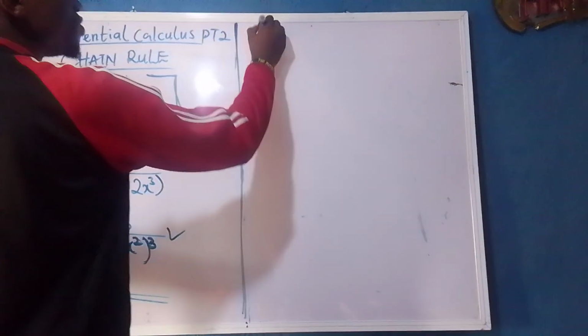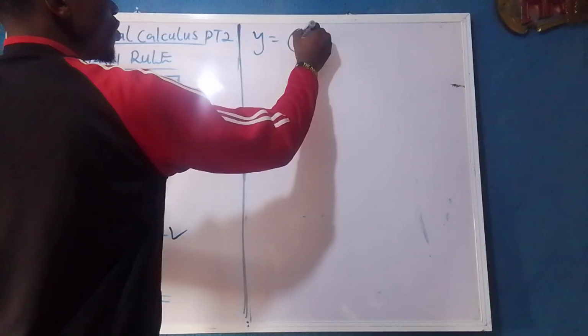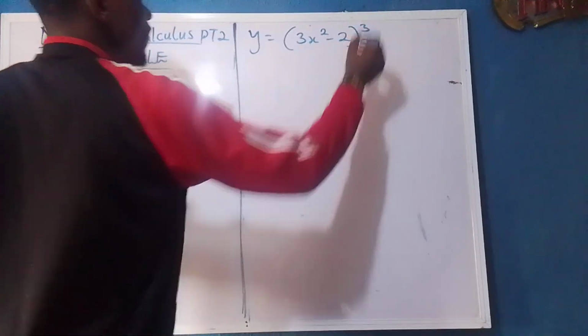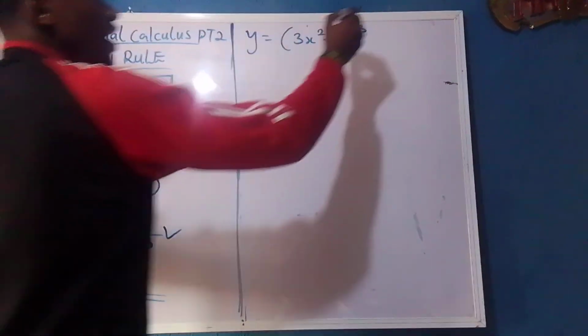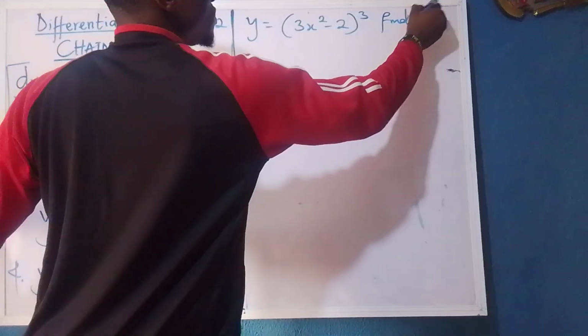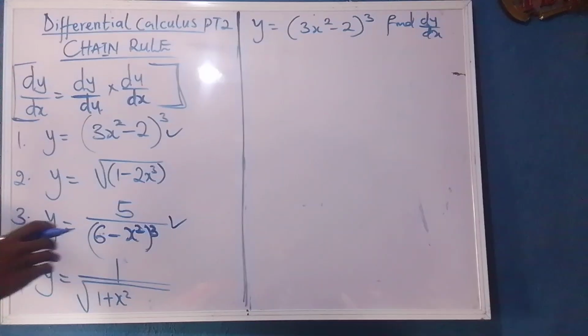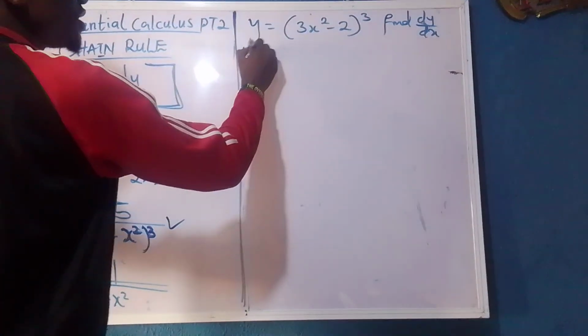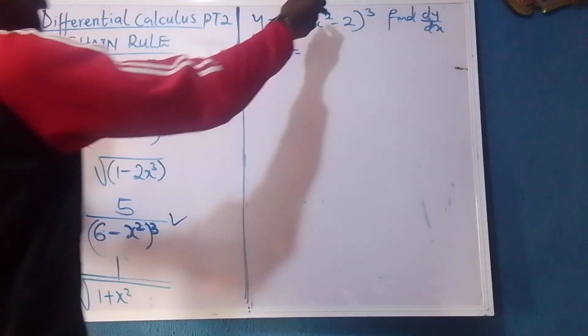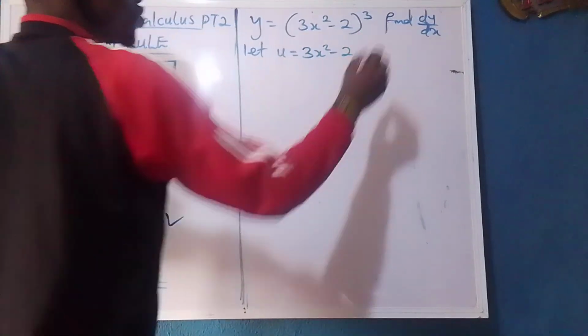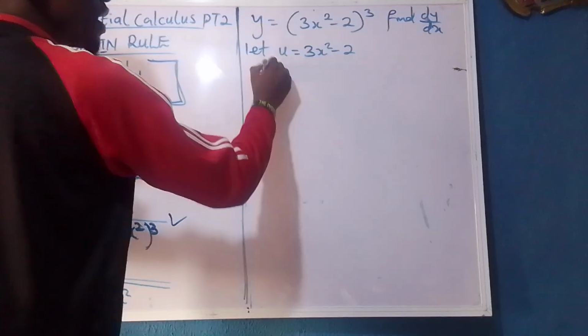Question number 1. It says y equals open bracket 3x squared minus 2 raised to the power of 3. So how do we find dy over dx of this particular function? Let u be equal to the value inside of the bracket, which is 3x squared minus 2. That's step number 1.